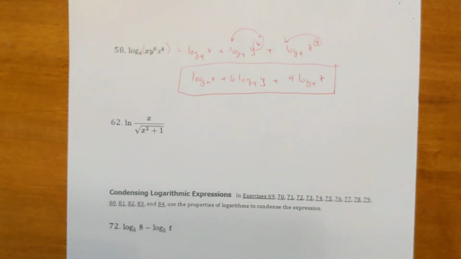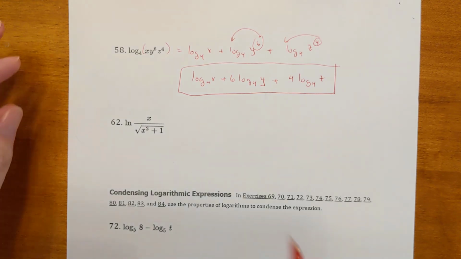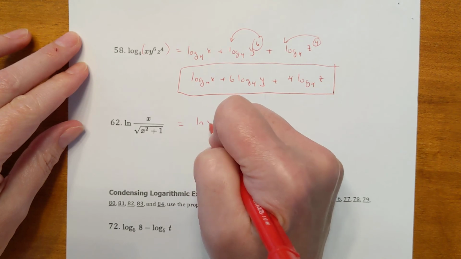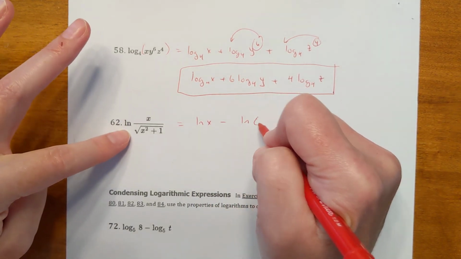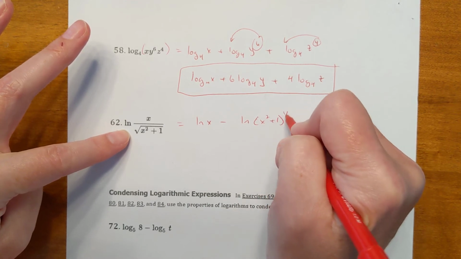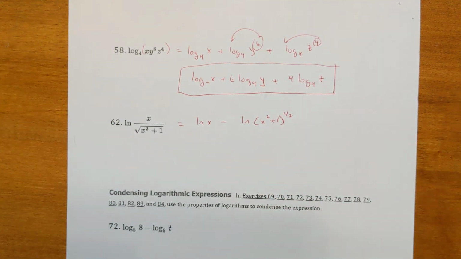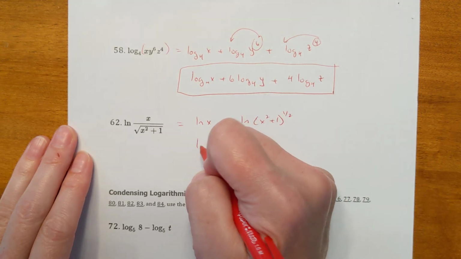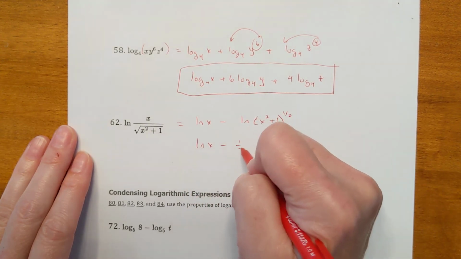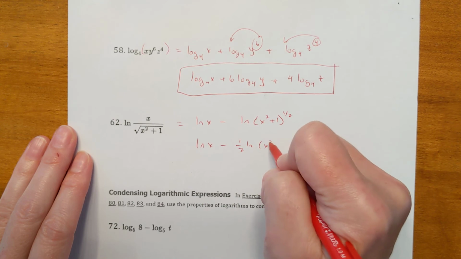Okay, on the next one, it's division. So when you're doing division, it's subtraction. So that changes it to natural log of x minus the natural log of, I'm just going to go ahead and rewrite it, x squared plus 1 to the 1/2. Whenever you're doing the square root, notice the word square. Square is 2. So it's to the 1/2. So I'm going to pull that in front. So it's the natural log of x minus 1/2 natural log of x squared plus 1.